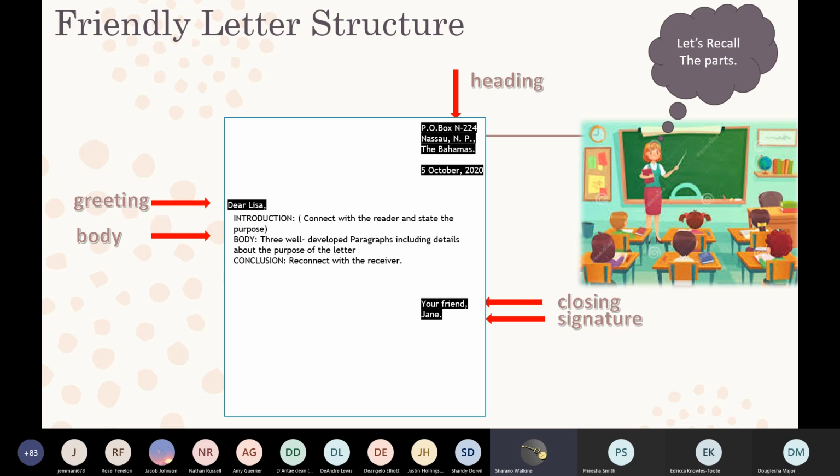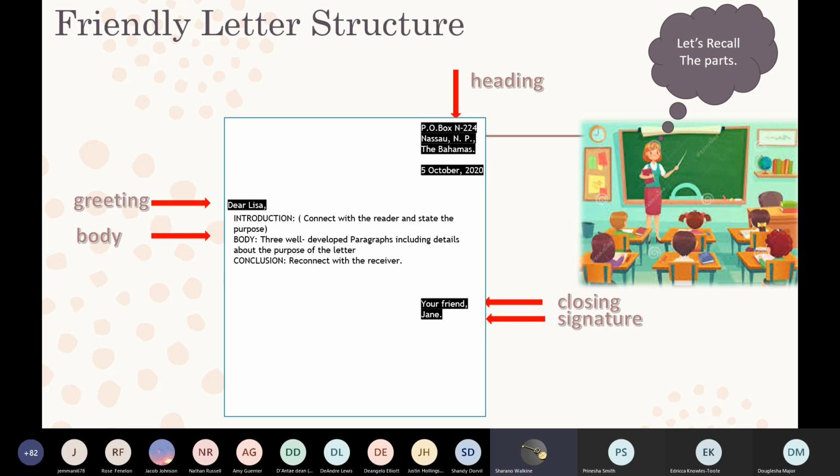Skip your line, put your date there, all on the right upper side of the page. Then you come over to the left side, skip a line, put your greeting there, have your body. And in your introduction, you connect with the reader. Hey, how are you? It's been so long since I've seen you. I'm Kyle. What have you been up to? I hope your family is doing well. Well, let me just come out and say why I'm writing you.